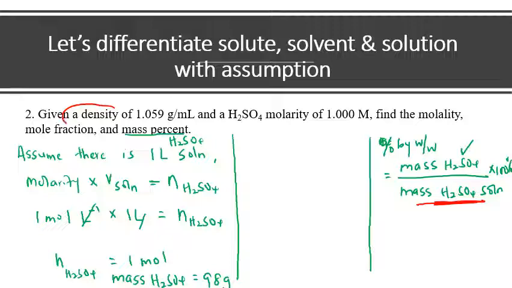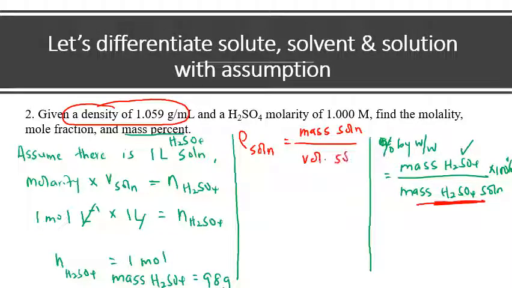Next, we need to determine the mass of sulfuric acid solution. There is no doubt we are going to use the density. So density of solution equals mass of solution over volume of solution. The density is 1.059, and the mass of solution we have no idea yet, over the volume of solution. If you still remember, we assume 1 liter.